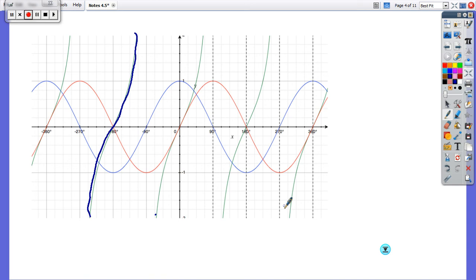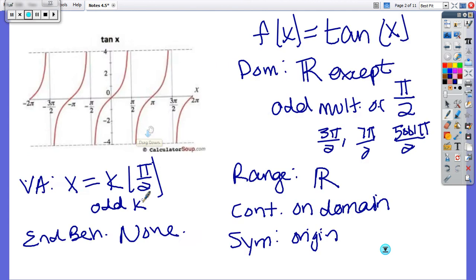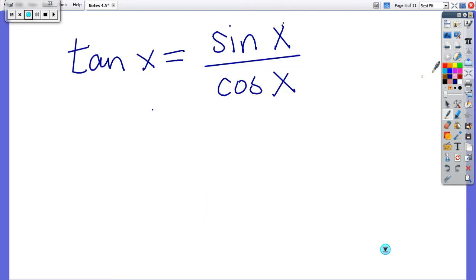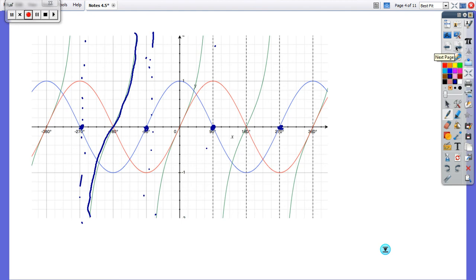So what does that mean? That means that tangent has asymptotes at the zeros of cosine. Cosine is in blue here. So let's see, the 0 is here, here, here, here. And you can see that there's an asymptote there, there, there, there. Those are our asymptotes of tangent. It also says that tangent has zeros at the zeros of sine. So we can see that too. Where sine is 0, tangent is 0.